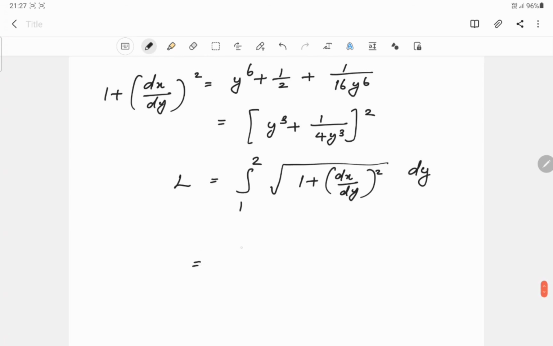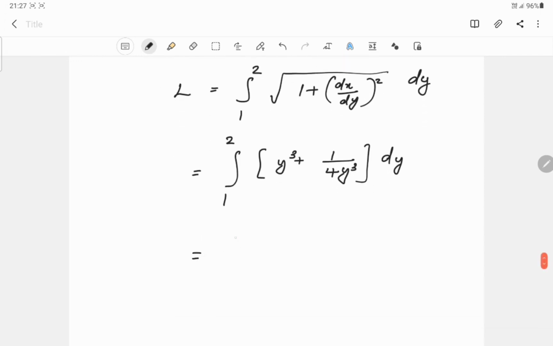that's equal to integral 1 to 2 (y cube plus 1 by 4 y cube) dy, that's equal to, the integral of y cube is y raised to 4 by 4, minus 1 by 4 times y cube's integral, which is 1 by 2 y square. So here we have 1 by 8 y square, varies from 1 to 2.